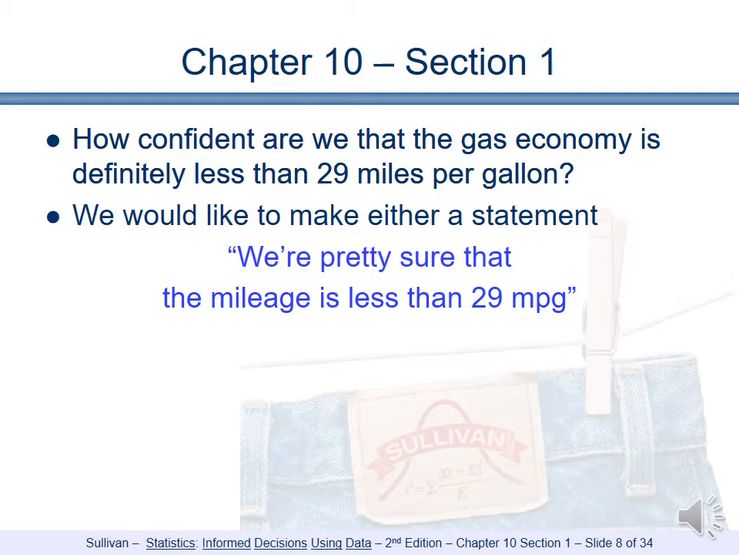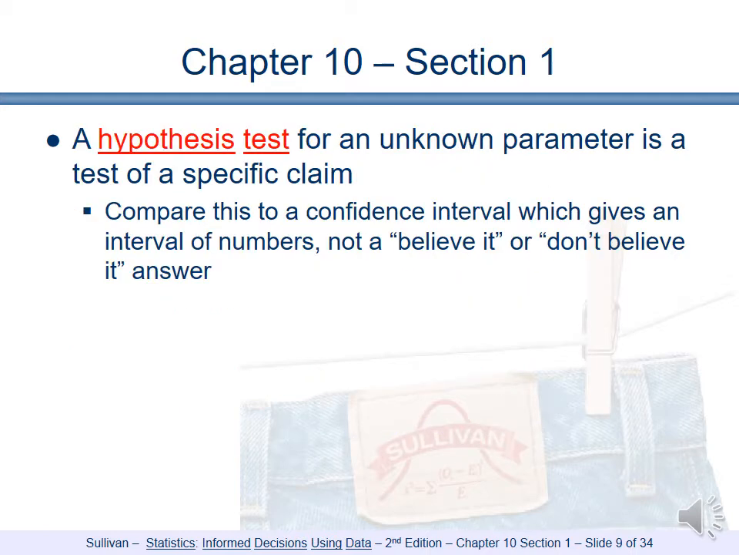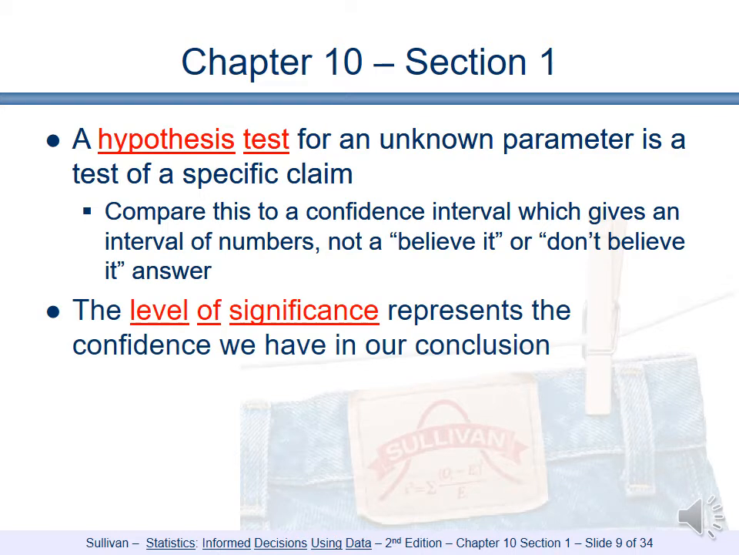We would like to make a statement like, we're pretty sure the mileage is less than 29, or it's believable that the mileage is equal to 29. A hypothesis test for an unknown parameter is a test of a specific claim. We compare this to a confidence interval, which gives us an interval of numbers, not a believe it or don't believe it answer. We're looking for the believe it or don't. The level of significance represents the confidence we have in our conclusion. Okay, remember we talked about alpha. Alpha is our level of significance.